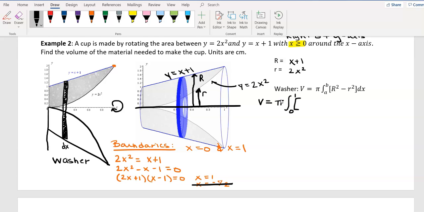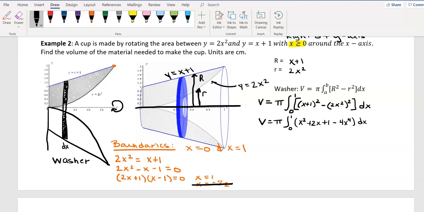And then we need to set up our two radii. So our outer radius is x plus 1. So that should go in parentheses because you're squaring this radius separately from the inner radius. Now my inner radius is 2x squared, and that's being raised to its own power of 2. So each of them is to the power of 2 separately. Do not put them together. Now let's simplify the inside of this integral so that it's easier to actually calculate with.